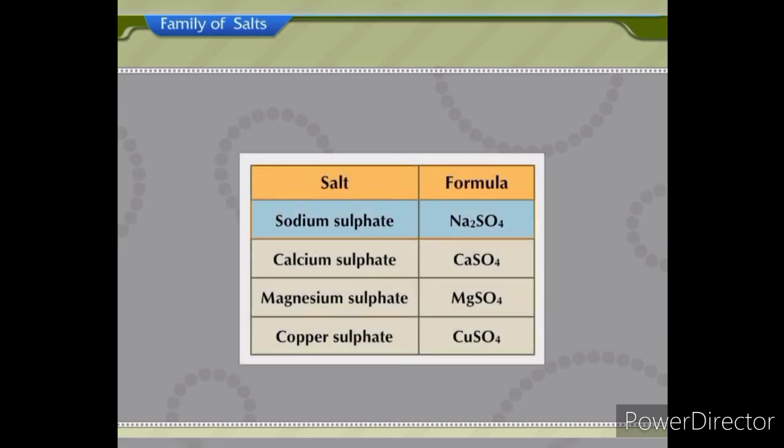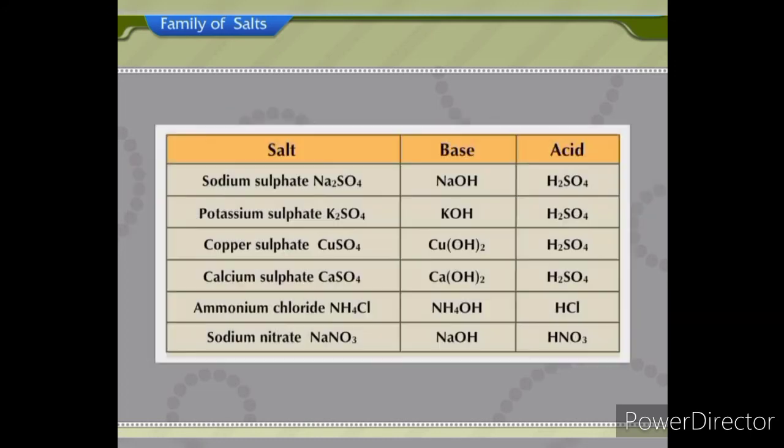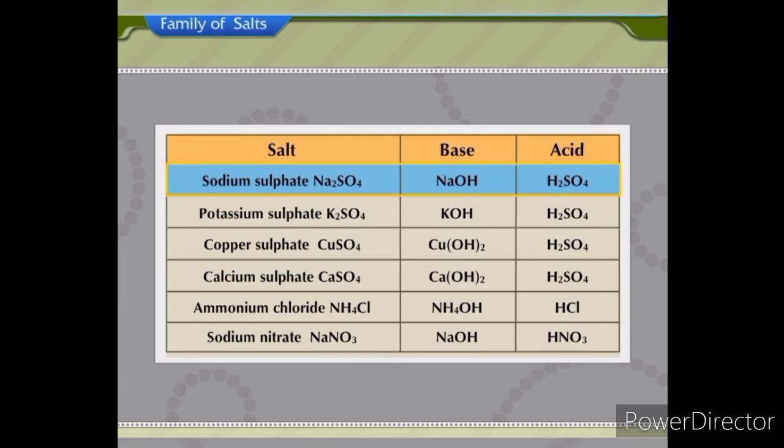The salts sodium sulfate, calcium sulfate, magnesium sulfate, and copper sulfate contain the same negatively charged sulfate ion. Therefore, they belong to the family of salts called sulfate salts. Salts are formed when an acid is neutralized by a base. Sodium sulfate is a salt of sodium hydroxide and sulfuric acid.